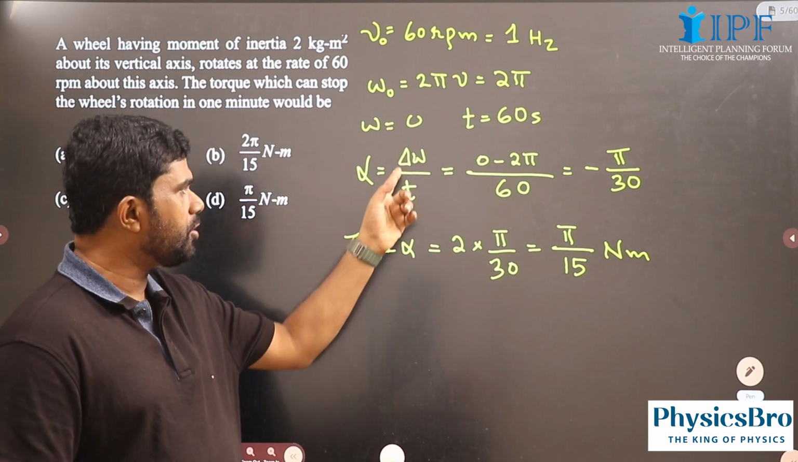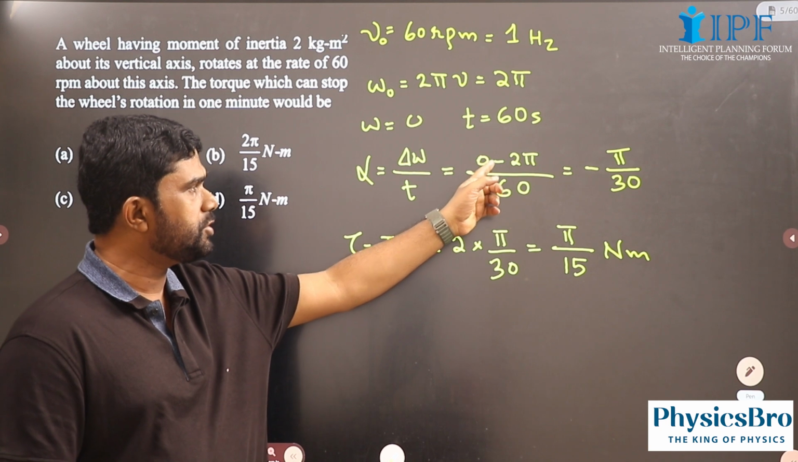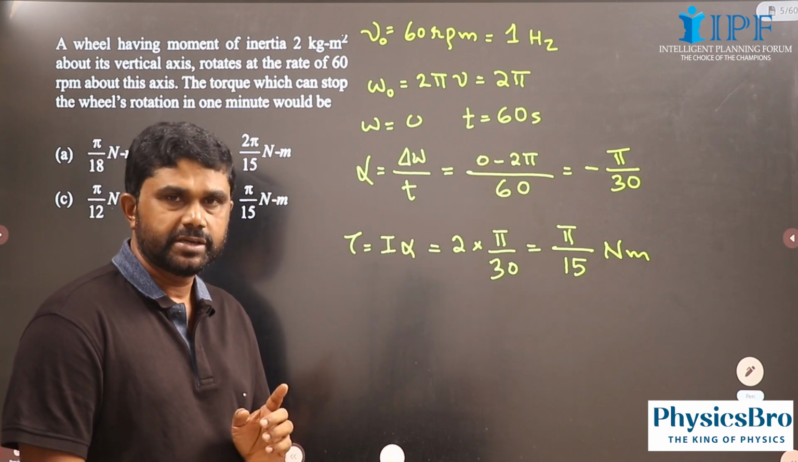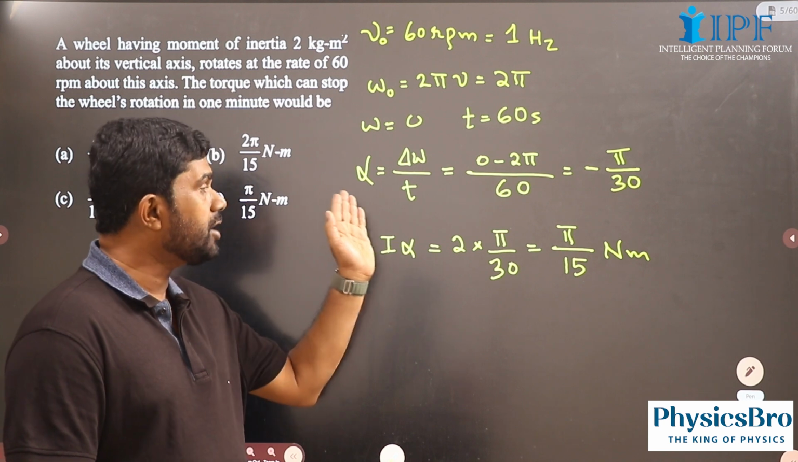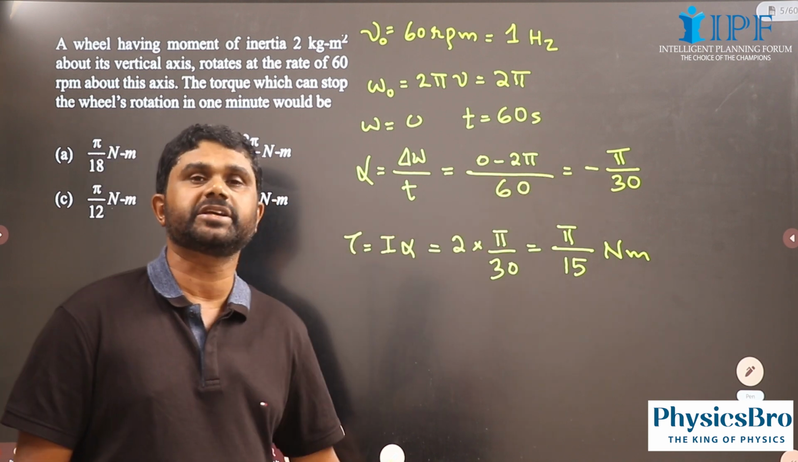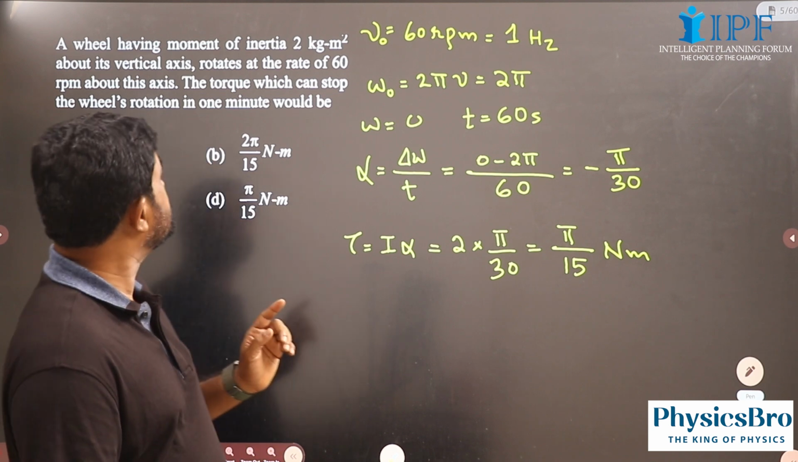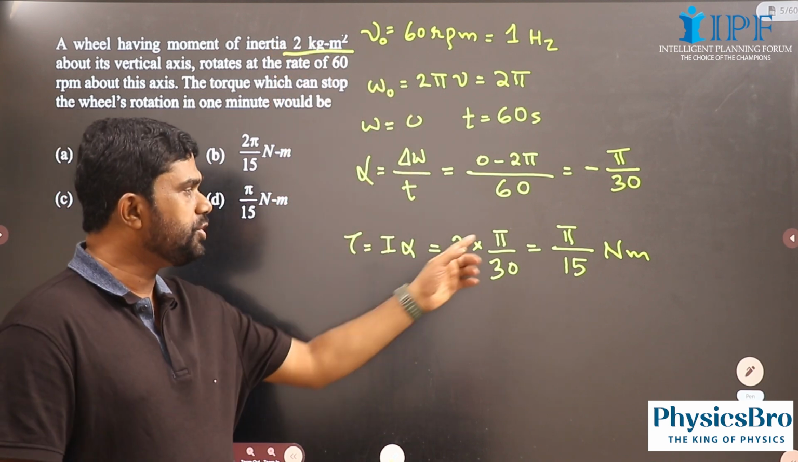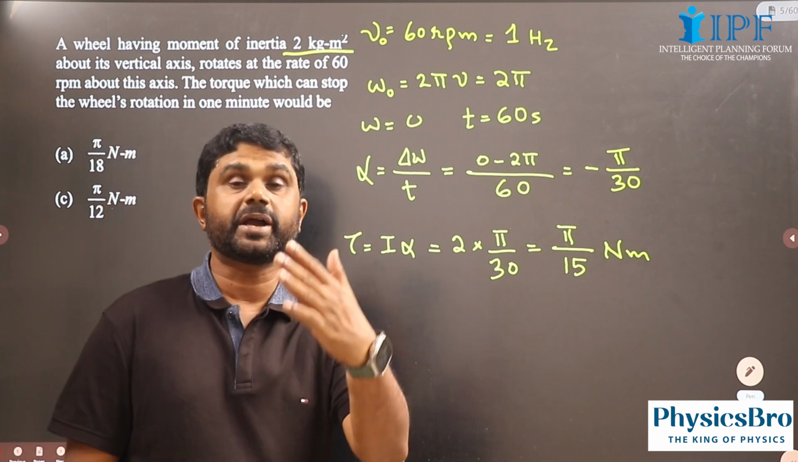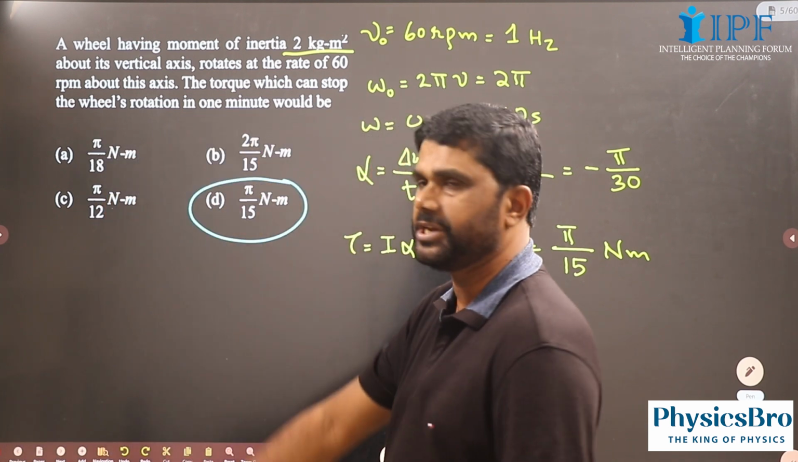Alpha, we have delta omega by delta t, angular acceleration. Final angular velocity is 0, initial angular velocity is 2 pi, and that change takes place in 60 seconds. So the angular deceleration is minus pi by 30. Okay, tau equal to I alpha, and moment of inertia is given as 2 kilogram meter square. So 2 into pi by 30, that is pi by 15 Newton meter. Pi by 15 Newton meter.